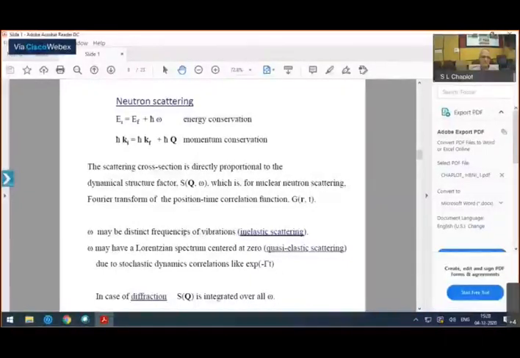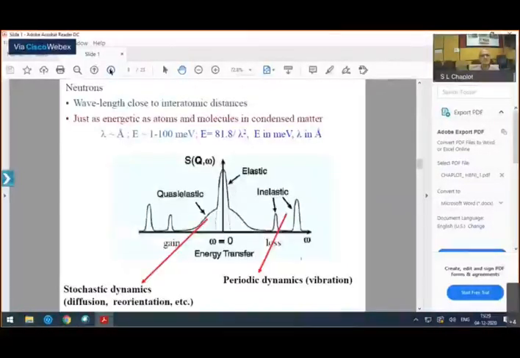And also for the vibrations, there can be a large number of vibrational frequencies or excitations, and they will give all distinct energy changes like in Raman scattering. Of course, as I just said, in the case of diffraction, you don't worry about omega, so it is just an integration over all omegas. Fine. So let's move on. How does it look?